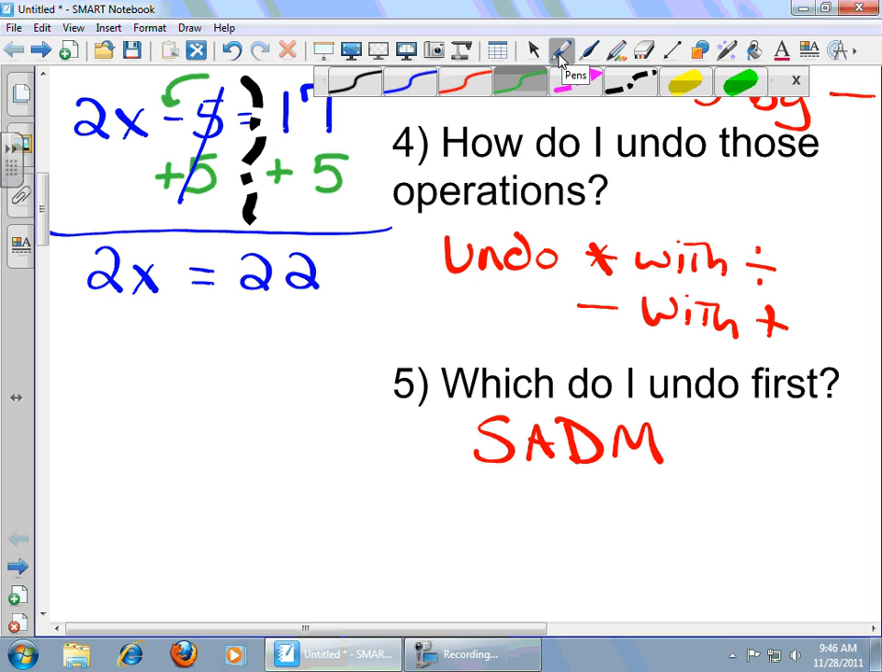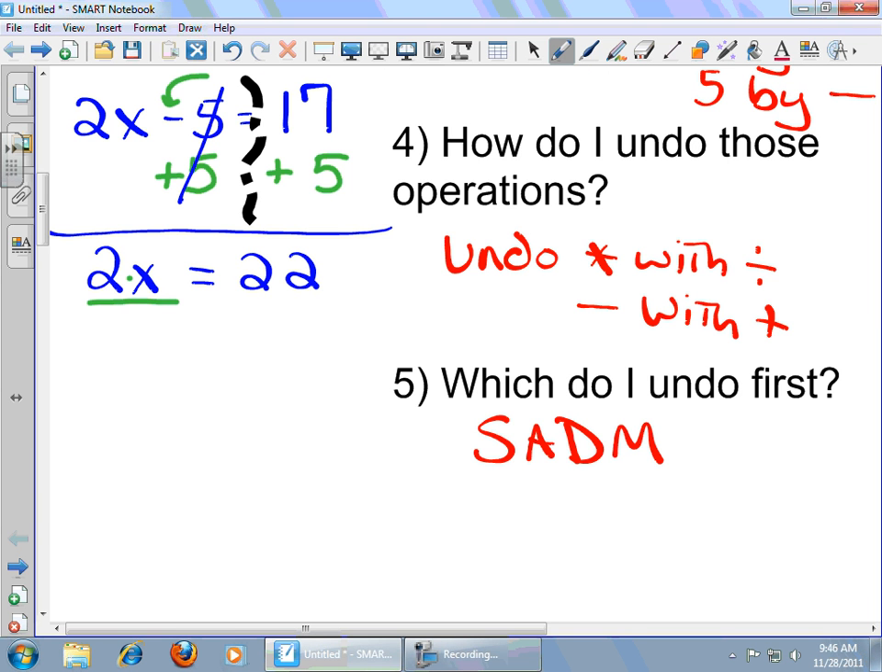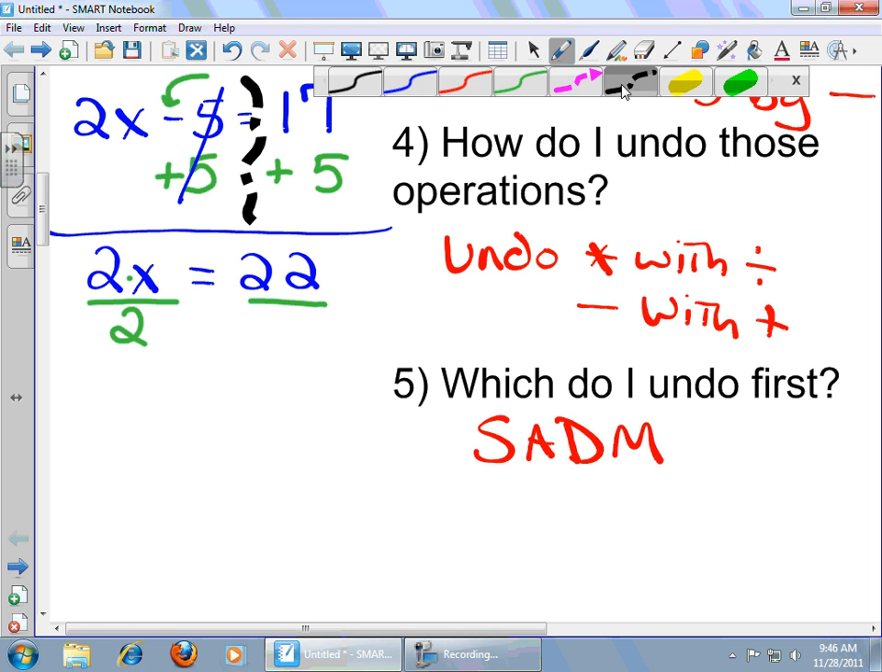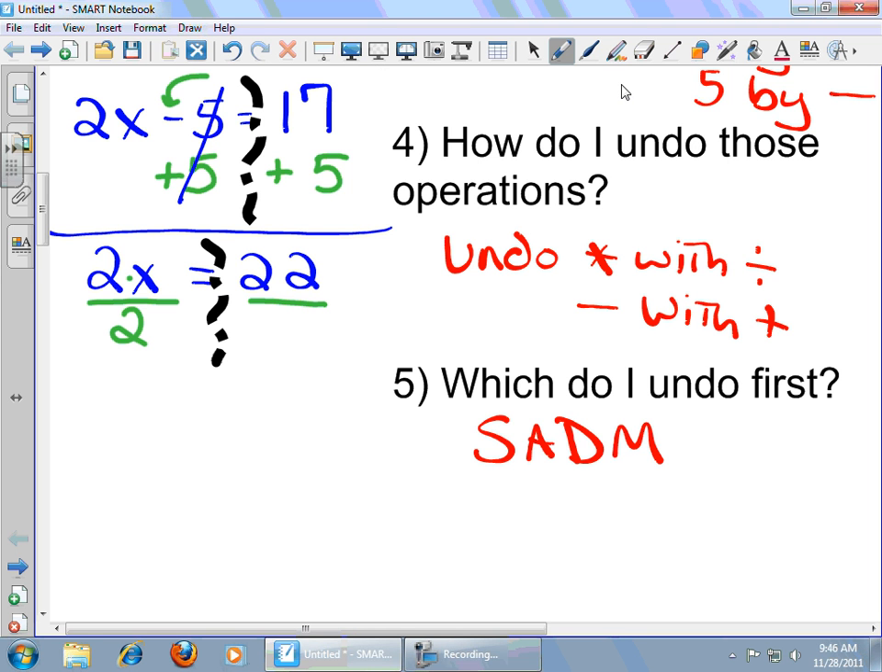I am going to undo this multiplication right here. How am I going to undo it? I'm going to undo it with division. But if I divide by 2 on the left-hand side, I have to divide by 2 on the right-hand side. Where's my sneaky guy? Whoa! So, I will divide by 2 there.